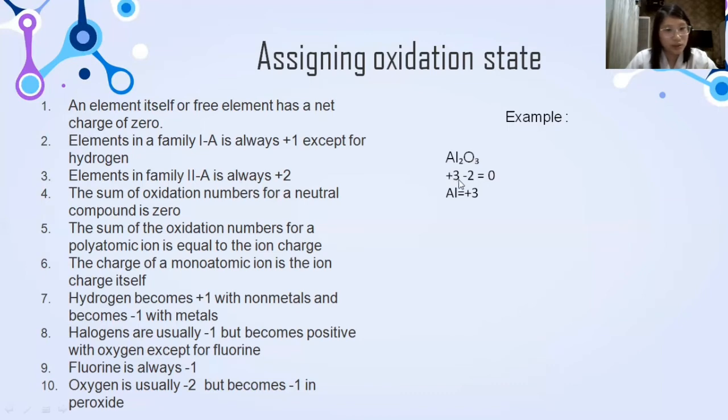Another example is hydrogen peroxide. Hydrogen will have a charge of +1 because oxygen is a non-metal, and oxygen will have a charge of -1. Because this is a peroxide, this will have a charge of -1 and hydrogen will be +1.